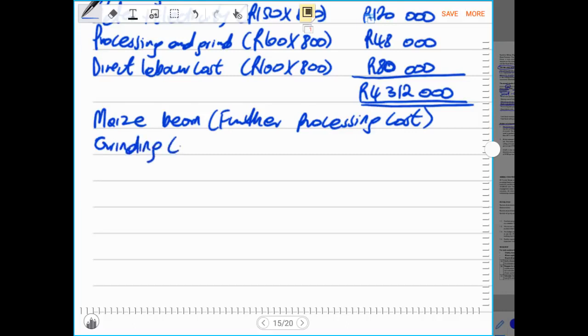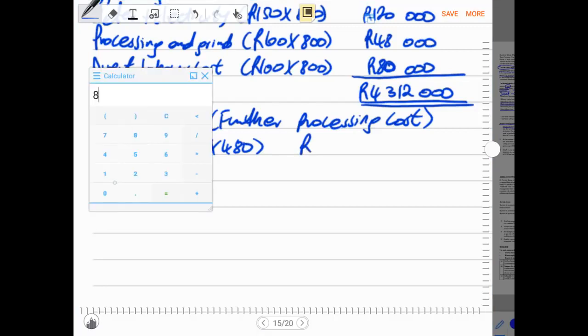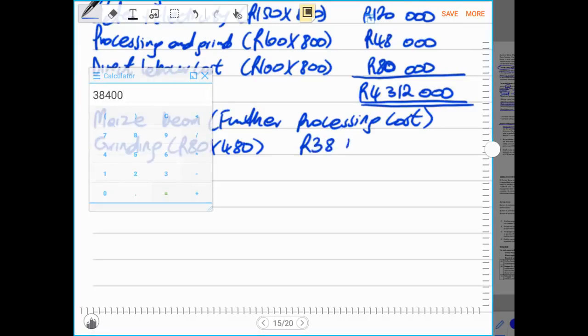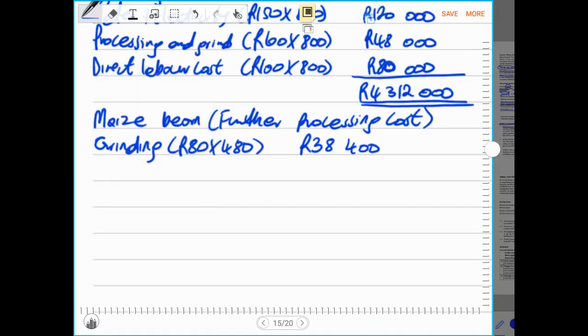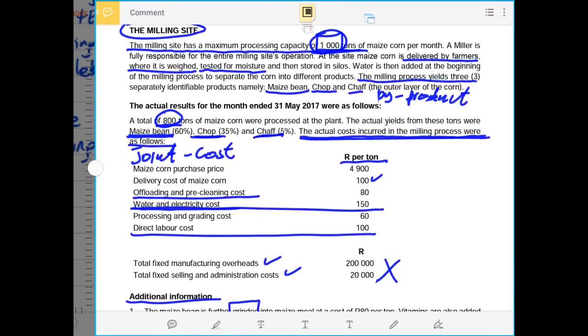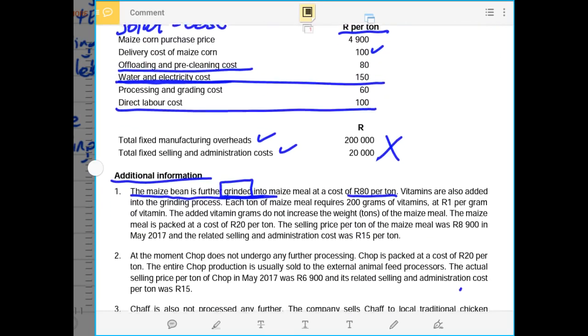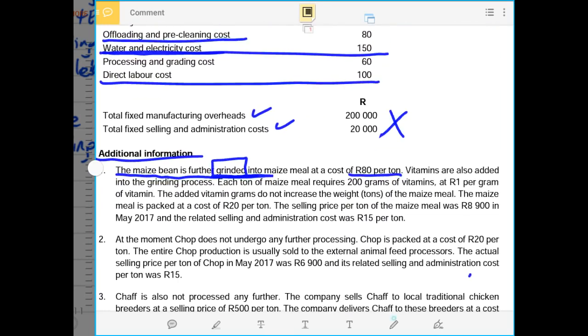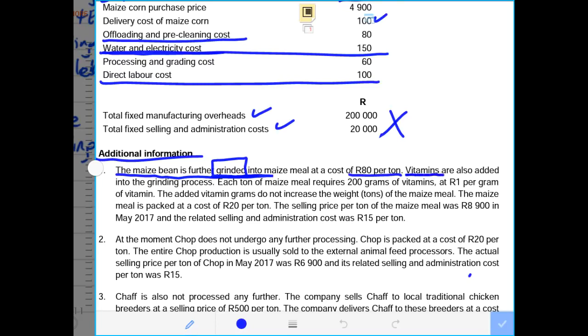The grinding cost is 80 Rand, times this by 480. It will give us the total. We have 80 times 480, and this gives us 38,400, which is the further processing cost by the name grinding, meaning we have to grind the maize bean to process it further.